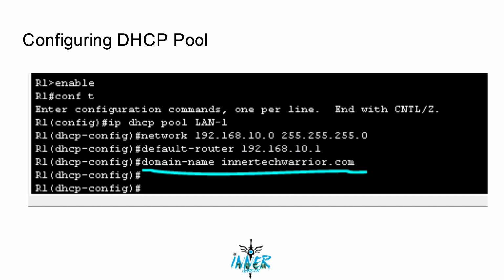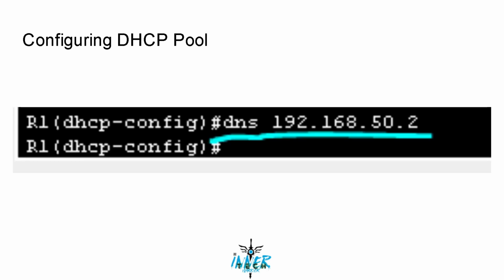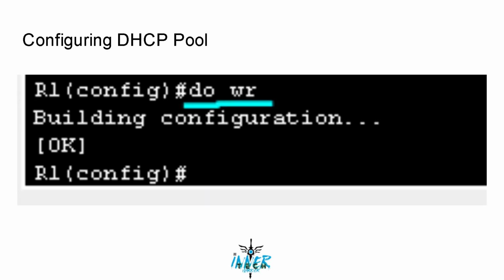Next, we could put in the domain name we want the host devices to get. What this domain name does is allow the devices to properly resolve host names using DNS. And management told us the DNS server is 192.168.50.2, so let's add that in as well. Perfect. Make sure to save your configuration.